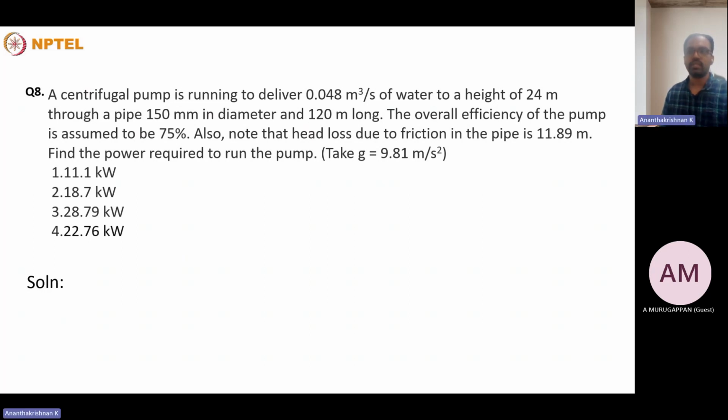This is a multiple choice question. Just look into this problem. This is a numerical problem based on the things which were taught in the previous week's lectures. So this is a simple problem. We can just try to solve it.